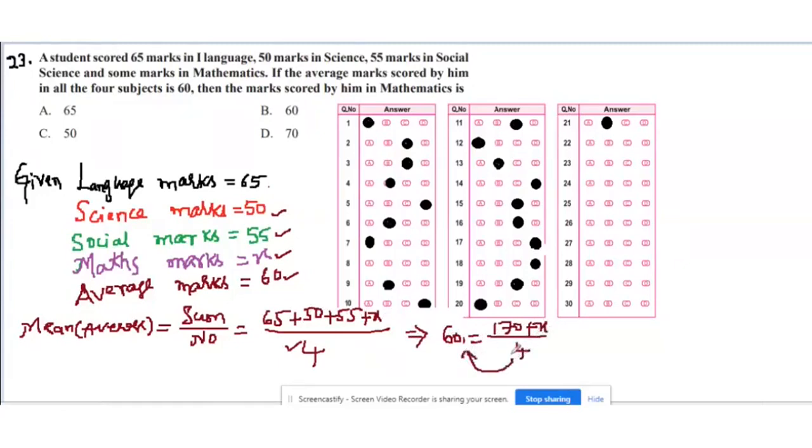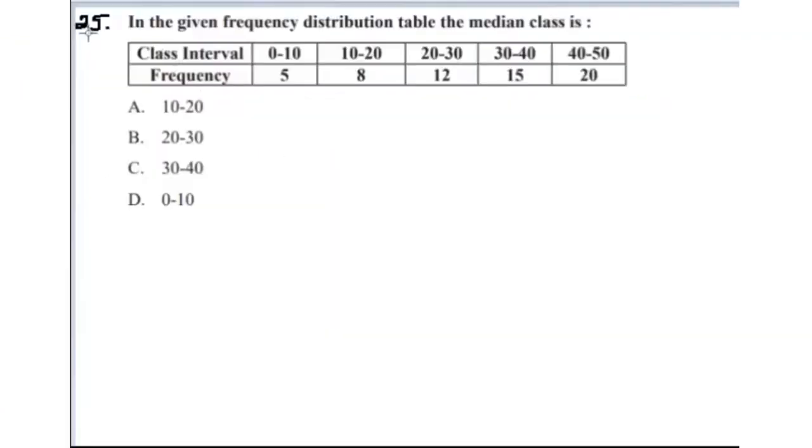When division goes to the other side it will become multiplication. 60 into 4 is 240, is equal to 170 plus X. When plus 170 goes to the other side it will become minus 170. The value of maths marks will be 70. So the correct option for this question is D. I am going to shade option D for 23rd question. Moving on to the 25th question.